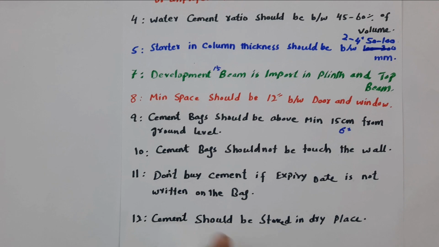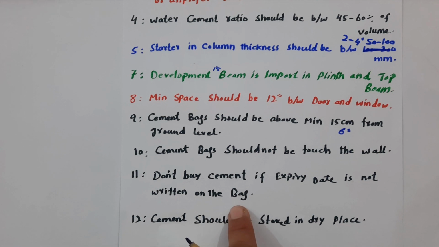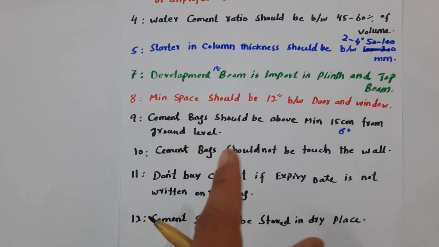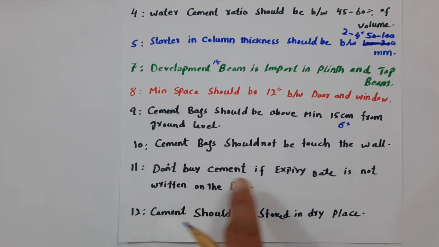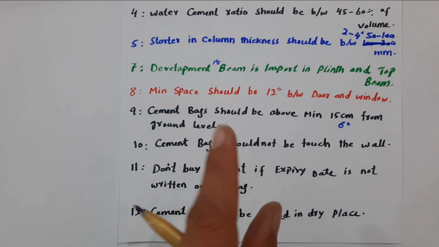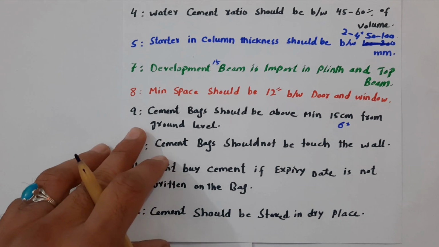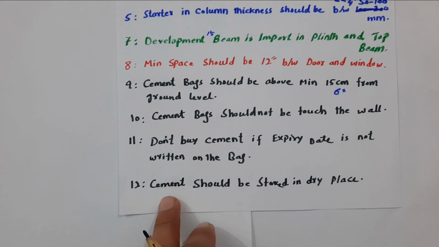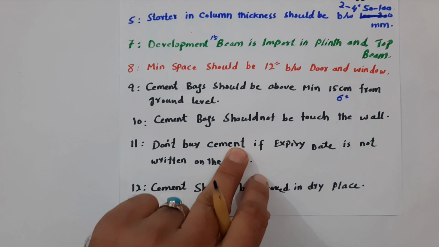The 11th one is, guys, don't buy cement if the expiry date is not written on the bag. It means the cement may be expired, but you don't know, because you will know the manufacturing date of the cement from the factory. Then the cement should be used within 90 days or 3 months. If you buy cement and the expiry date is not written on the bag, don't buy it, we don't recommend it. The 12th one is, cement should be stored in a dry place, not at a wet place, because it makes moisture.